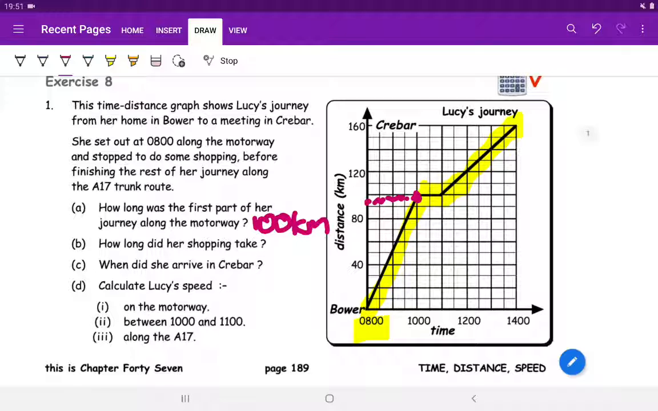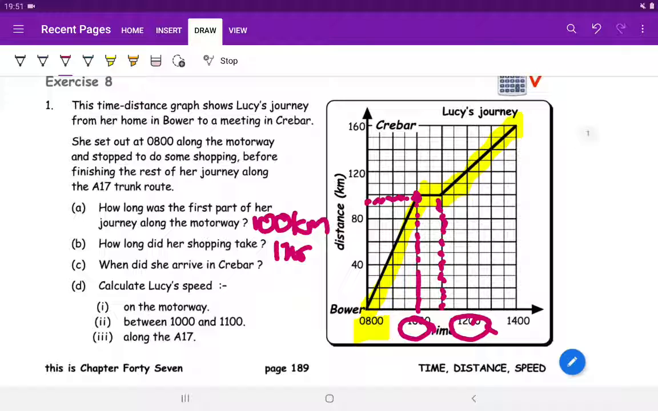How long did her shopping take? Right, how long is she stationary? So she stops at 10 o'clock to do this shopping. And then she starts again here. Now look, this is 10 and this is 12. We're halfway between that. So that looks like it's 11 o'clock. So her shopping took an hour. It took from 10 till 11.